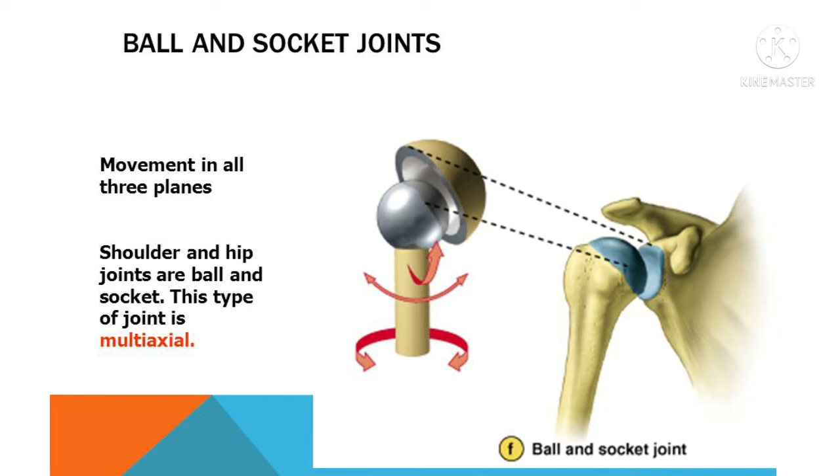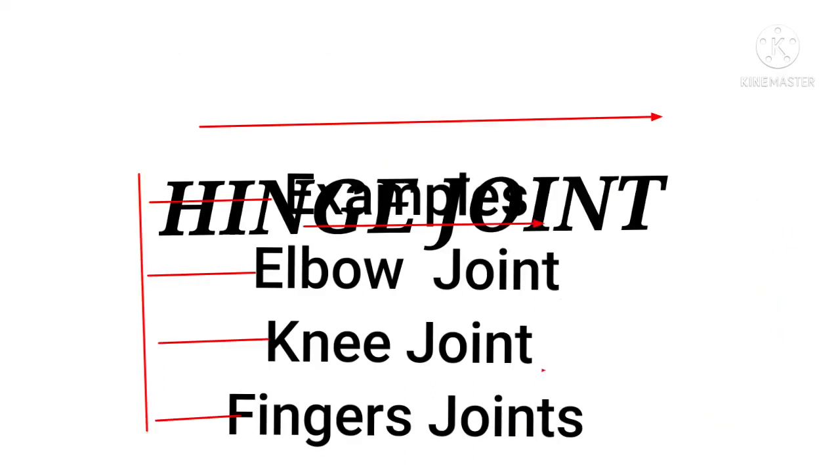That's why the ball and socket joint is also known as multi-axial. The next joint is hinge joint, and the examples are elbow joint, knee joint and fingers joint. Why do we call this joint hinge?